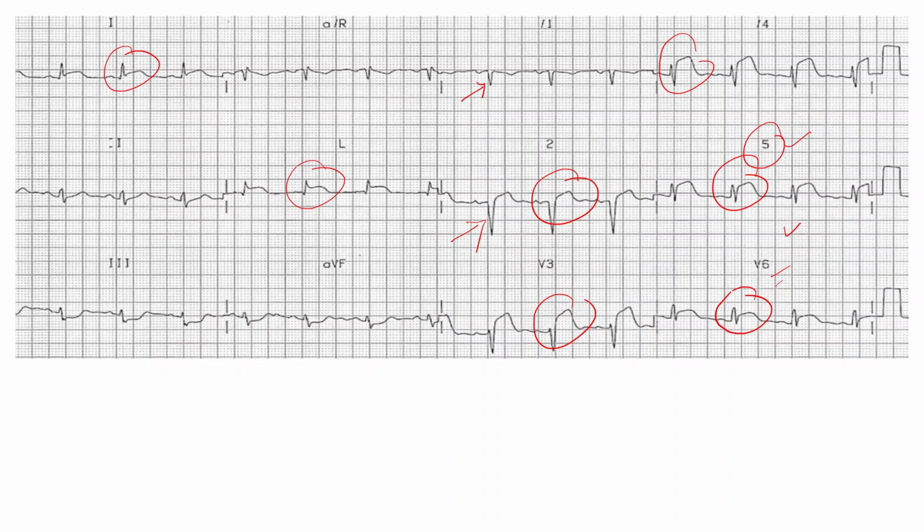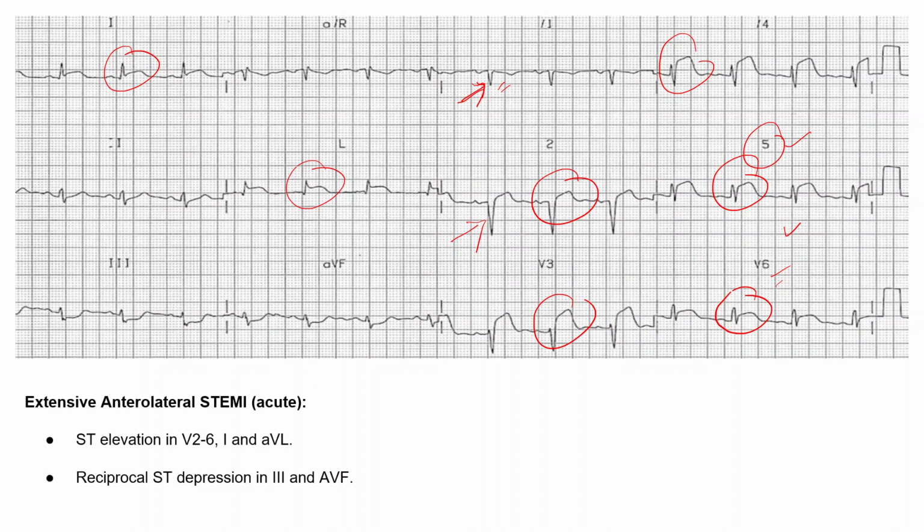You may be asking that there is no ST elevation in V1. Even if there is no ST elevation in V1, there is QS in V1. That means V1 is also involved. Okay, so this is extensive anterior wall MI. So I hope this is clear now.